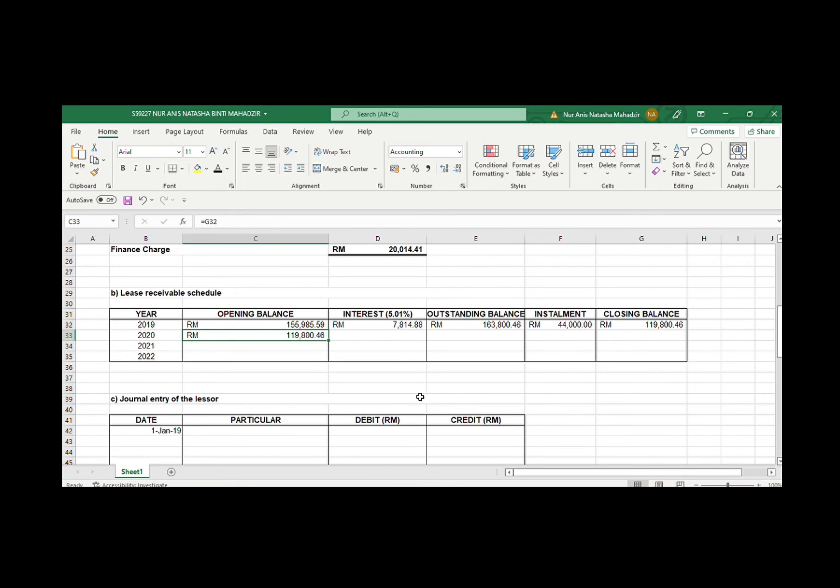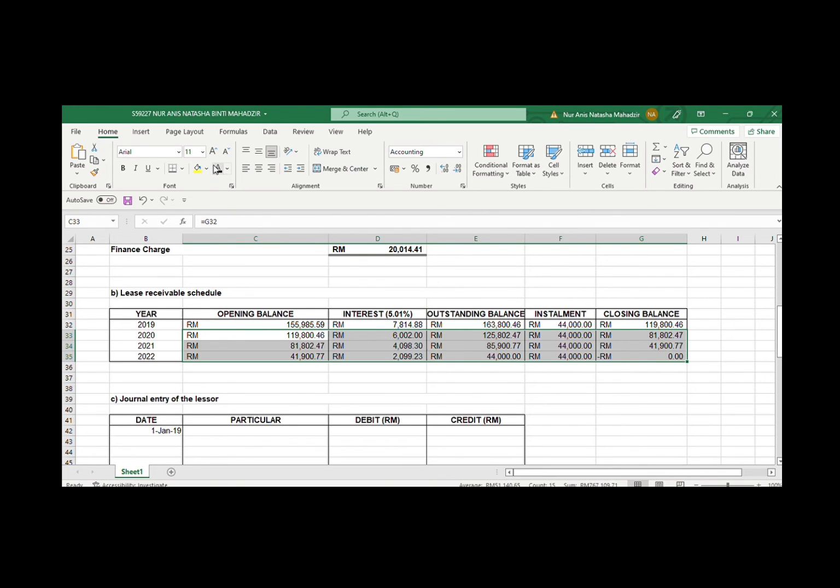For 2020 until 2022, it is the same way as 2019. So we just repeat the same steps, and we'll get the total.